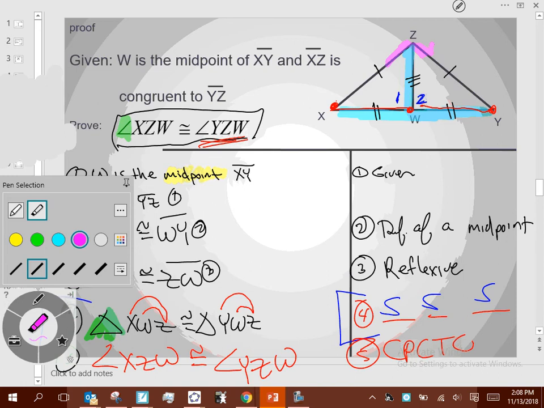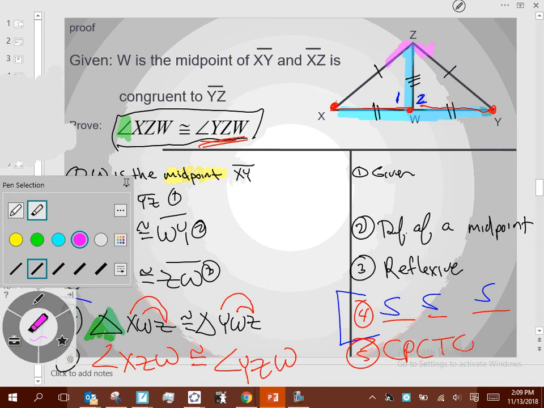Okay, so here's what I'm saying. We call angle Z of that overall triangle a vertex angle. It's the angle that's between two congruent sides in an isosceles triangle. You don't need to write this down. We'll get to it later on. I want to show you where this stuff is going to come into play. We call it a vertex angle.